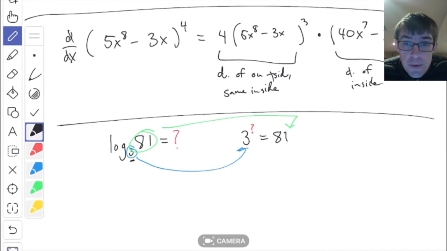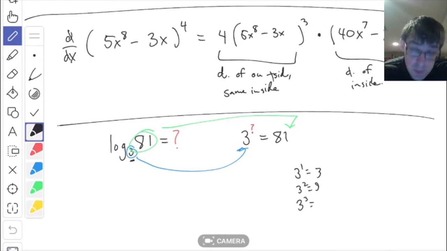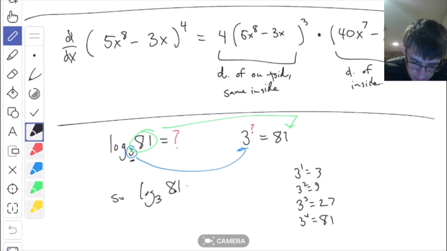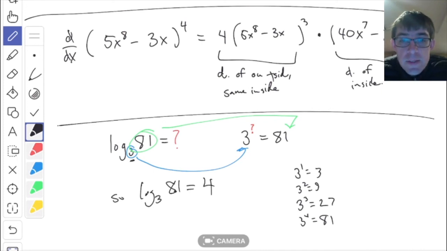What is the power of 3 which equals 81? Now, maybe you can just pull that out of nowhere, or if you're really desperate, you could just write down the powers of 3. 3 to the 1 is 3, 3 to the 2 is 9, 3 to the 3 is 3 times 3 times 3, which is 27. 3 to the 4 is 3 times 3 times 3 times 3, that's 81. So log base 3 of 81 is 4, right? 4 is the exponent which is required to get 81 when you do 3 to some power. This is how you do logs in your head.